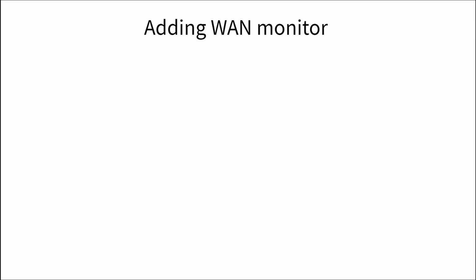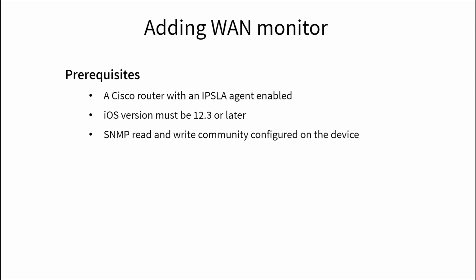So how you actually monitor it with our product is first to add a WAN monitor. In order to do that, you need to have these prerequisites set up. The first thing is you need to have a Cisco router that supports IP SLA, which means the agent should be enabled. The iOS version should not be less than 12.3, so it can be 12.3 or more. And in our product we should have both the SNMP read and write community for that particular device, because we need that to write the commands in order to export the IP SLA packets.